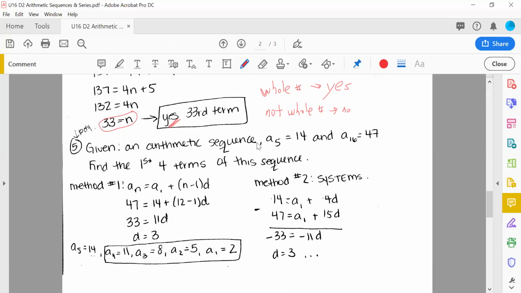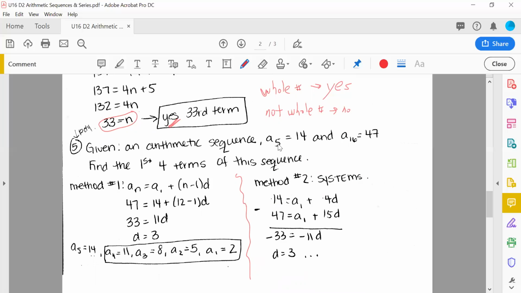Given an arithmetic sequence where the 5th term is 14 and the 16th term is 47, find the first 4 terms of this sequence. All right, so there's 2 ways we can go about doing this. One involves systems of equations, and one involves just going straight away with this. I'll even do the systems first. So we know that the 5th term is 14. So 14, it involves taking the first term, which we don't know, plus the common difference, which again, we don't know, 4 times.